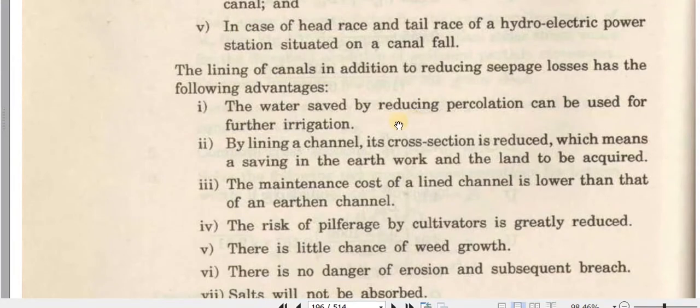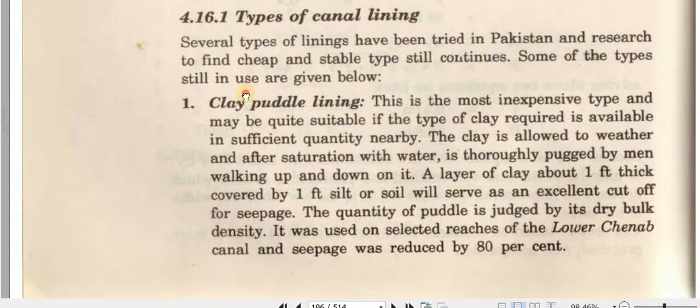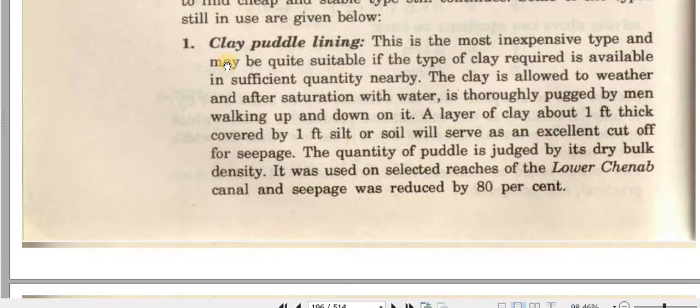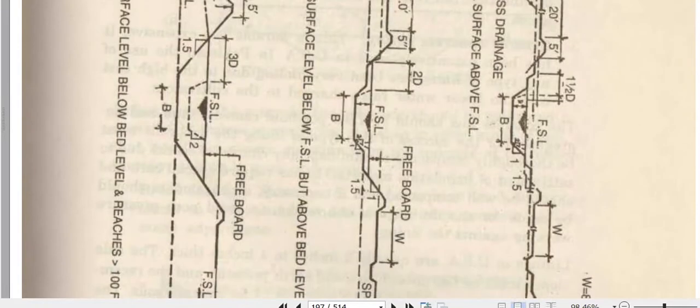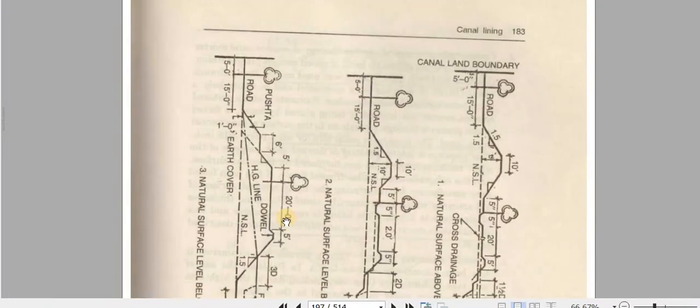And here we have the advantages of canal lining. There are different types of canal lining, like clay puddle lining. Next we have these types of canals.